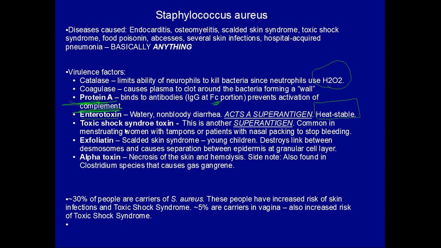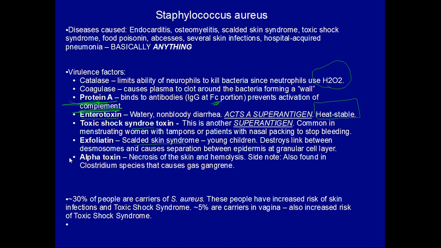Toxic shock syndrome toxin is another superantigen. It acts in the same way, it overly activates the immune system, and you see it in menstruating women that have tampons or patients with nasal packing to stop their bleeding. The reason is this packing acts as a harbor for S. aureus to grow on, and eventually it grows and makes toxin and starts to release the toxin, and then you get toxic shock syndrome. Exfoliatin causes scalded skin syndrome. This destroys the link between desmosomes on the skin layers, and so your skin begins to peel off. I'll have a picture of this later.